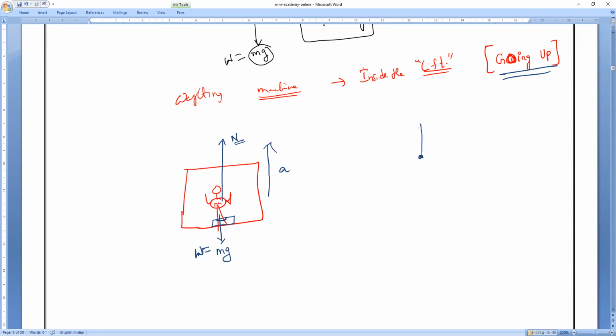So what are the forces acting on it? One is the normal force, in the upward direction. One is the weight of the body, in the downward direction. And is the acceleration upward or downward? Upward. Understanding? The lift is going up. Clear? So then F net is equal to, what is the formula? F net is equal to ma. So F net means what? This is positive.